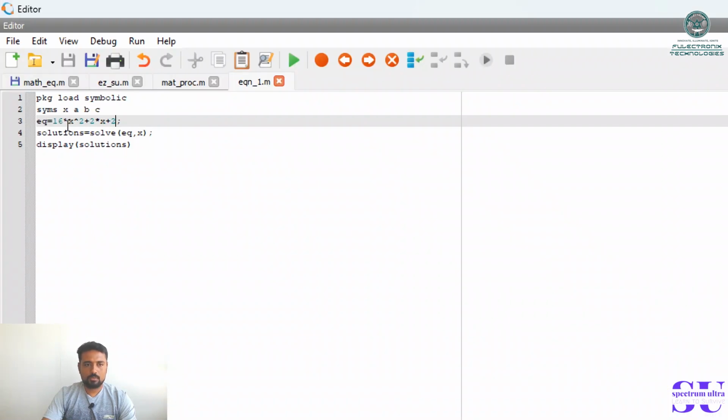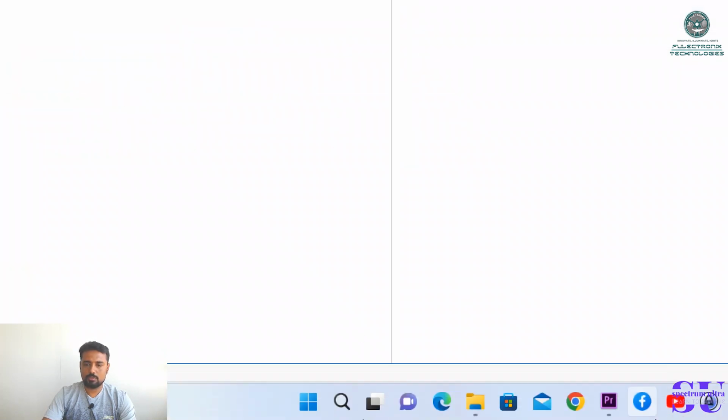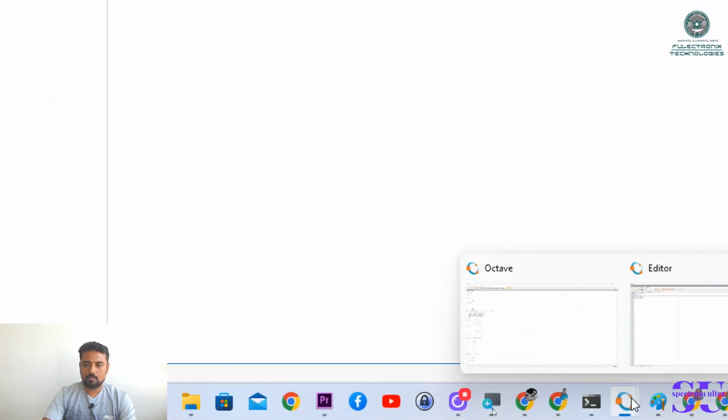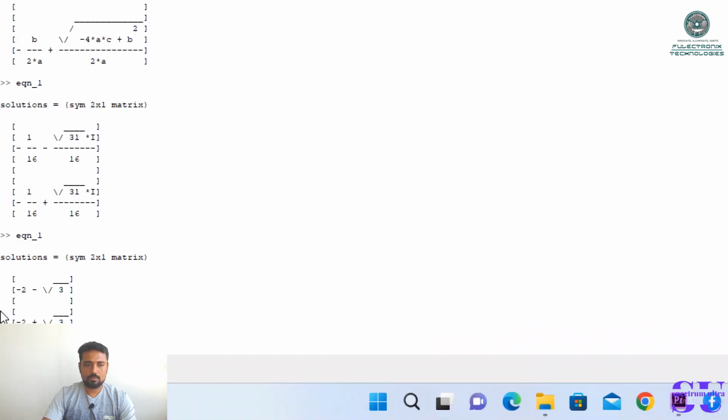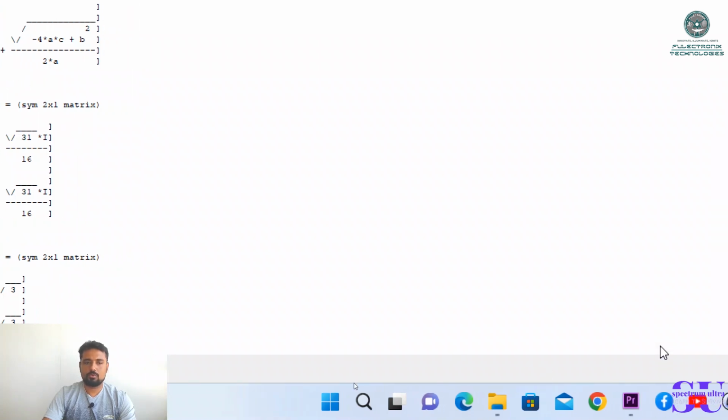This time we'll write 2, and here we'll write 8. Okay, and this time we'll run this code and see the answer. This time it will be giving you the answer as, yes, minus 2 minus root under 3 and minus 2 plus root under 3. So these are the two solutions.